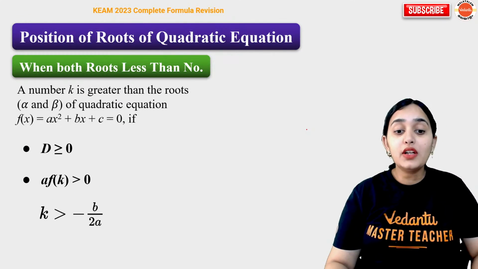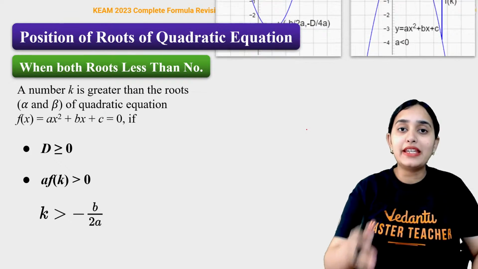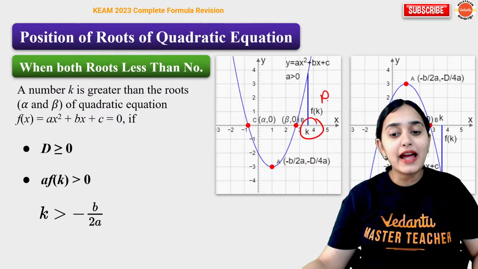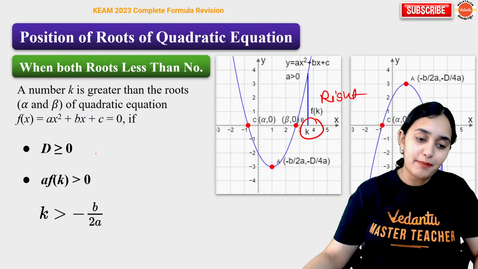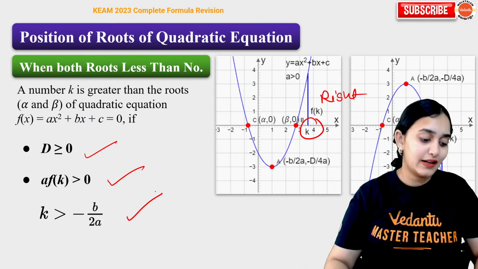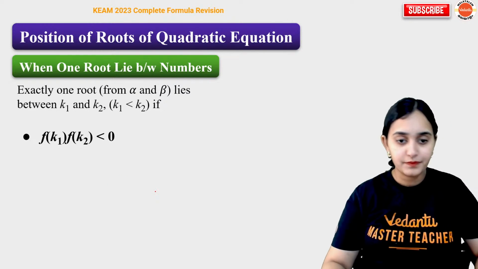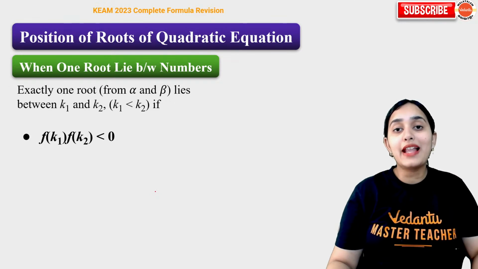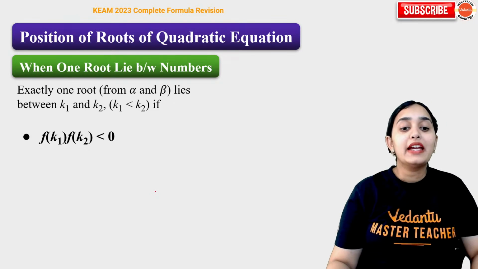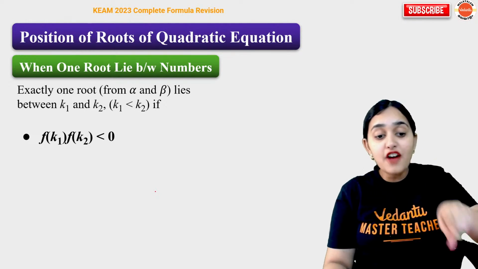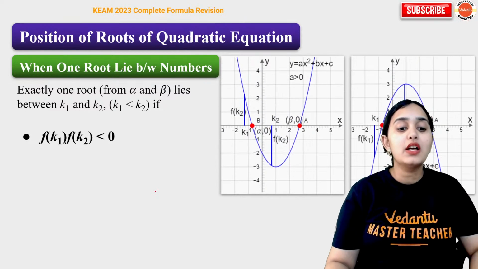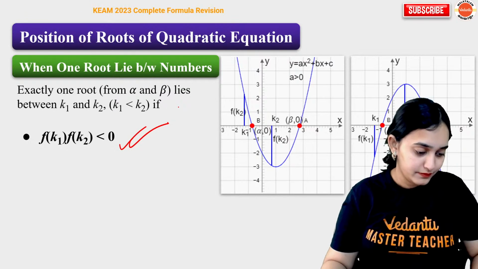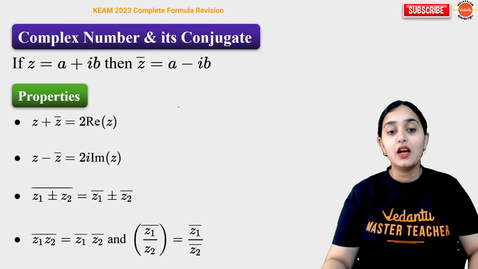Next, when both the roots are less than the number. Now k was on the left of alpha and beta. Now k is on the right of alpha and beta. When will that happen? When these three conditions are satisfied. Now position of roots of a quadratic equation when one root lies between the numbers. If one of alpha and beta lies between k1 and k2, then you have to basically check this condition only.